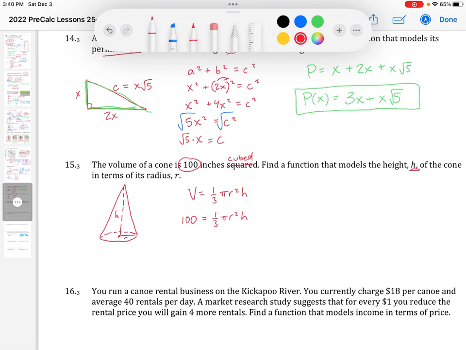And we want to find a function that models the height in terms of the radius, which is a fancy way of saying solve for h. I'm going to start by multiplying both sides by 3 to get rid of this 1/3. Now I have 300 equals pi r squared times the height. And now I just have to get rid of everything except for h, so I can do that by dividing by pi r squared, so that these pieces cancel. And now I have my height in terms of the radius is 300 divided by pi r squared.